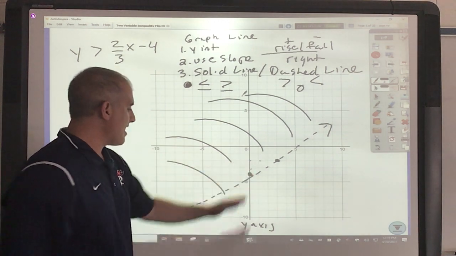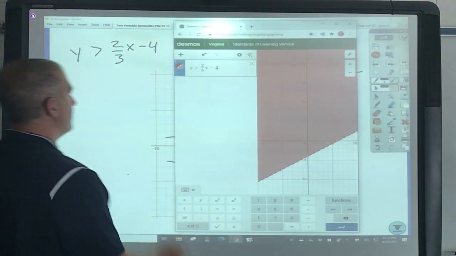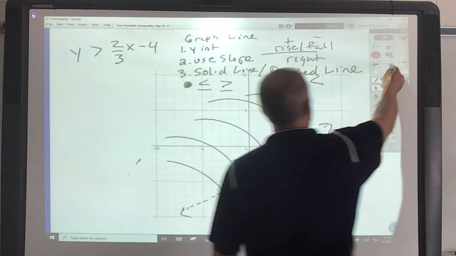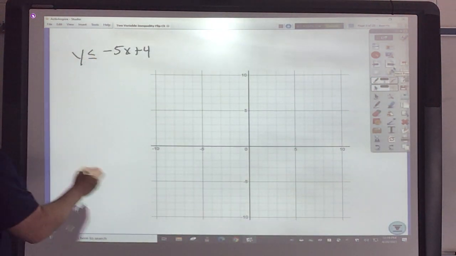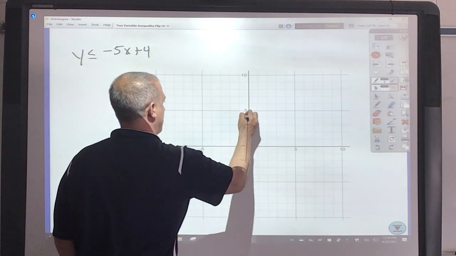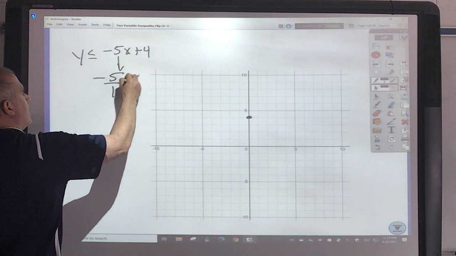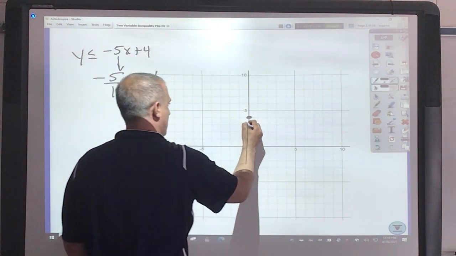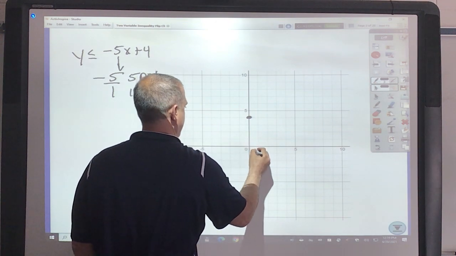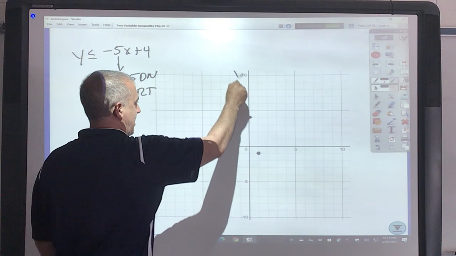Now, if you made a mistake in graphing the line, you obviously can make the adjustments as needed. Let's go through a couple of those. Here I would have a y-intercept of 4. What is this as a fraction? -5 over 1. So this means go 5 down, 1 right. So down 1, 2, 3, 4, 5, 1 right. Would this be a solid or a dash? This would be a solid line.